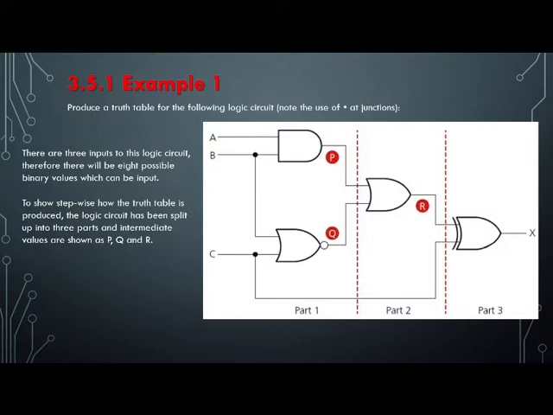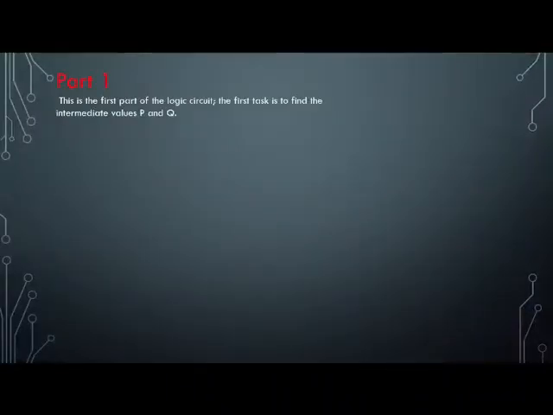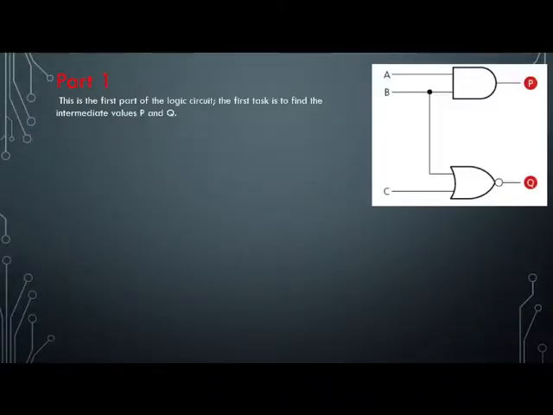To show stepwise how the truth table is produced, the logic circuit has been split into 3 parts: part 1, part 2, and part 3. Part 2 is called the intermediate values, and P, Q, and R are the intermediate values. For the time being they are used as inputs, and they have different values. Let's see what part 1 is saying. This is the part 1 of the logic circuit. The first task is to find the intermediate values P and Q.